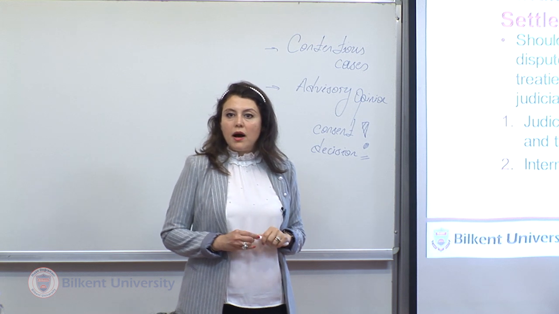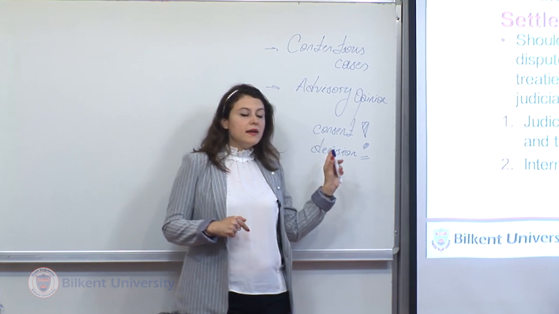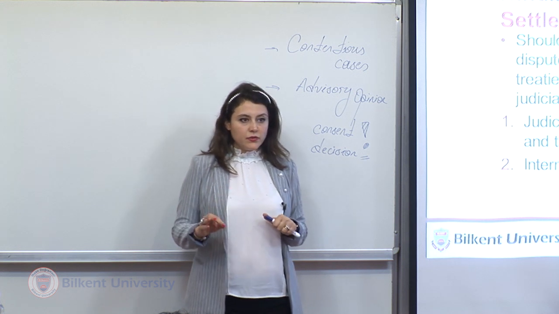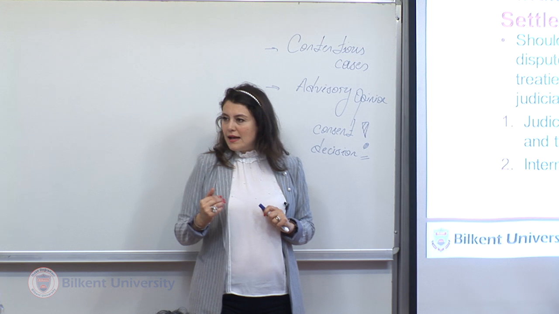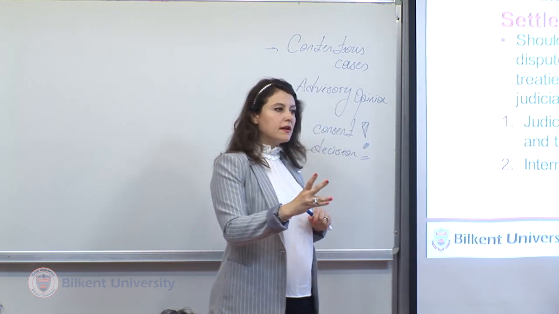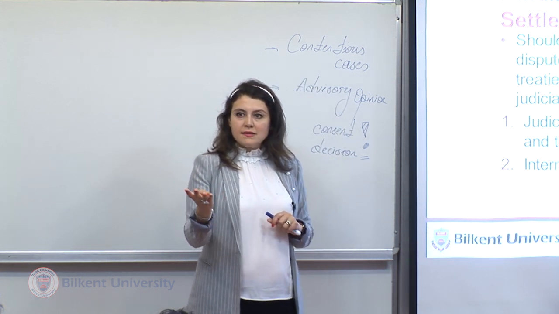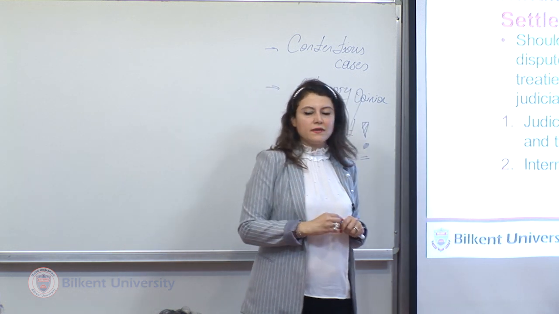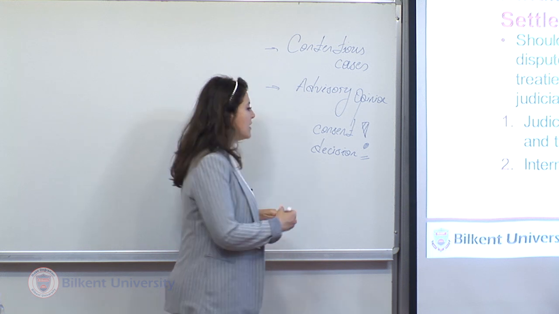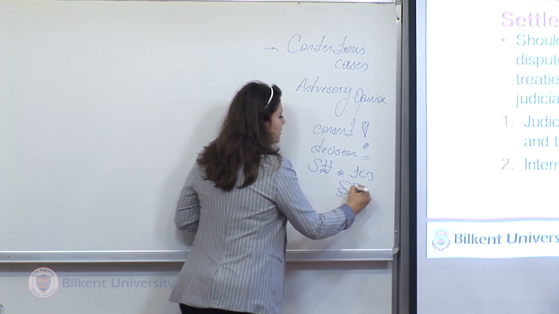The ICJ is governed by international law. So while solving international disputes, the ICJ is using the four sources that you learned at the very beginning of this lecture. As you remember, the ICJ statute, Article 38, tells us that the primary sources are treaties and customs. And there are secondary sources, which are the general principles of law, teachings, and judicial decisions. So this is how the ICJ makes its decisions, by using those four sources mentioned in Article 38 of the statute of the ICJ.